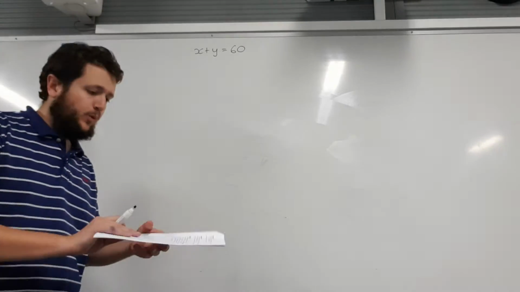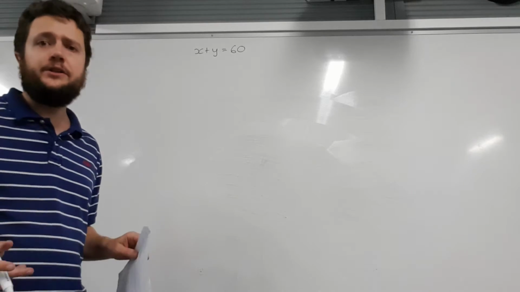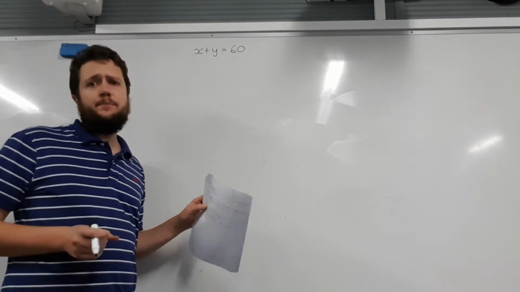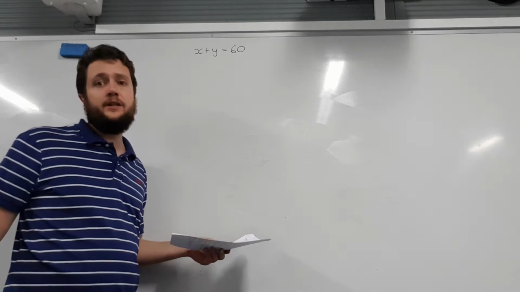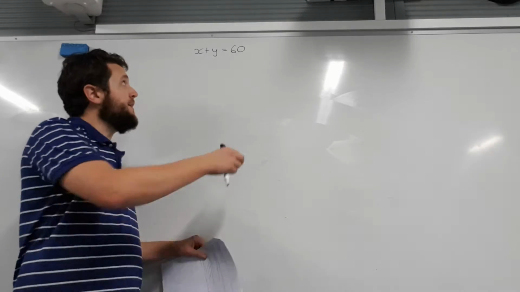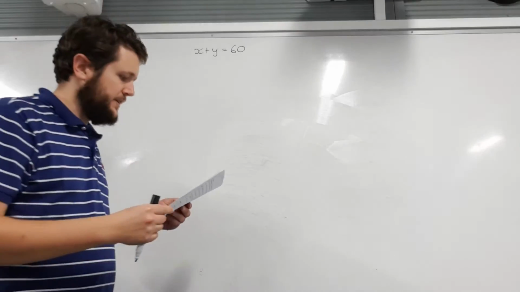All right, Series 1, Episode 15. Let's see if we can knock the whole lot out in one go. It says to consider two numbers whose sum is 60. So that means if you add them together, you're going to get 60. I could write that, say, as x plus y equals 60. It's just two numbers that equal 60.